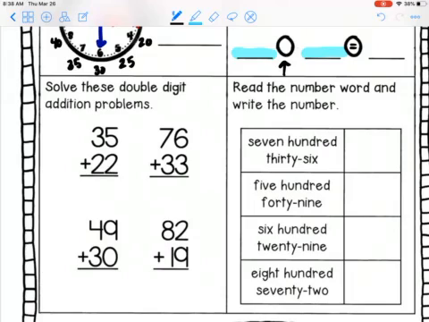And then the last part says read the number word and write the number. So I'll go ahead and read these for you. 736. I'll read the first couple. And then you're just going to write the word in standard form. So I'll do this one. 736. That's all you have to do there. So read the numbers and then write the number in standard form in the box.